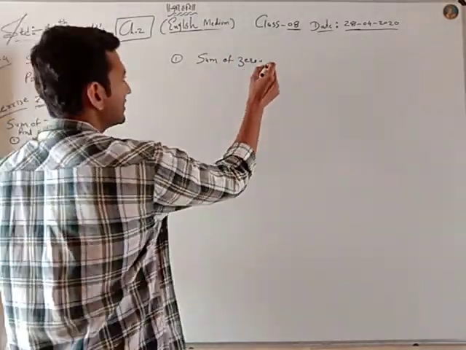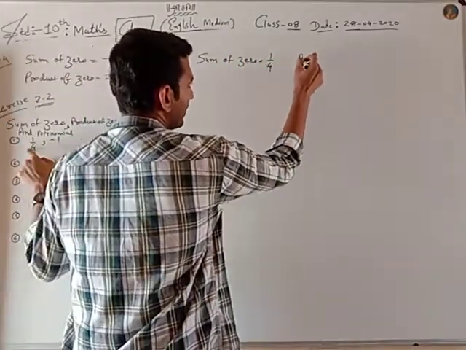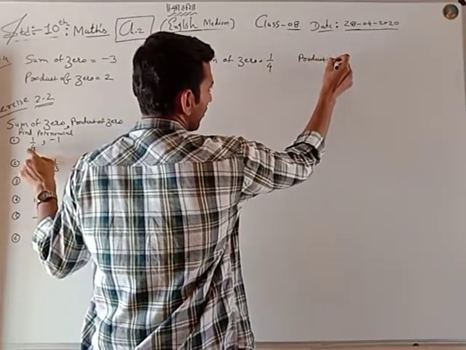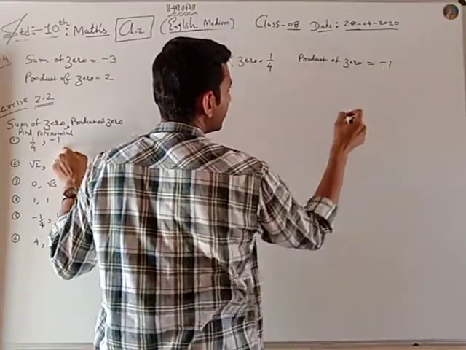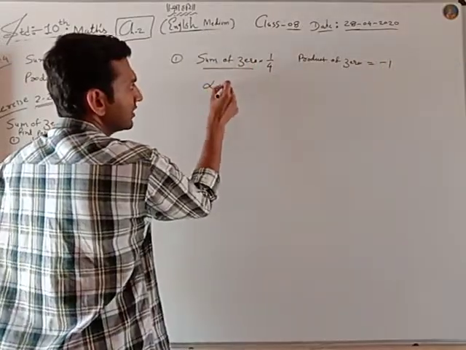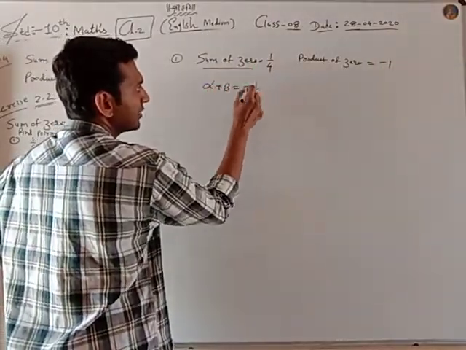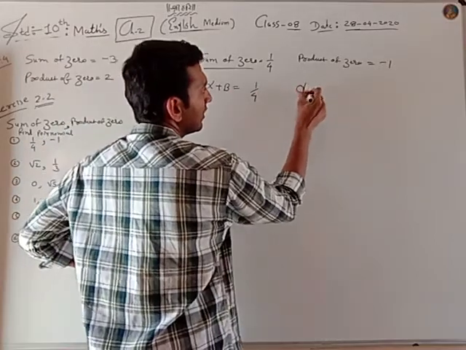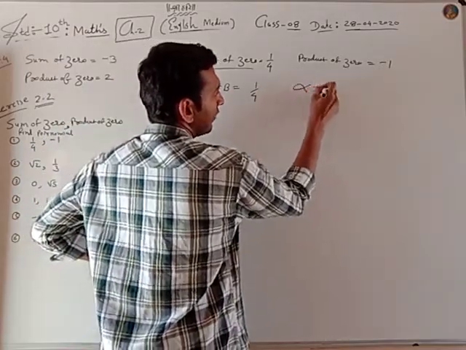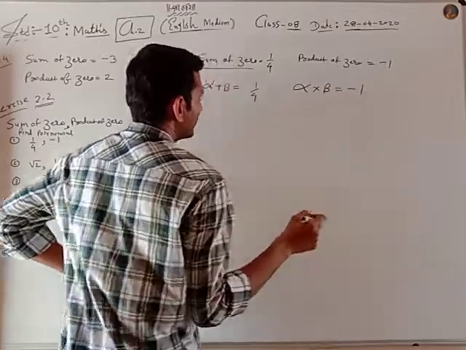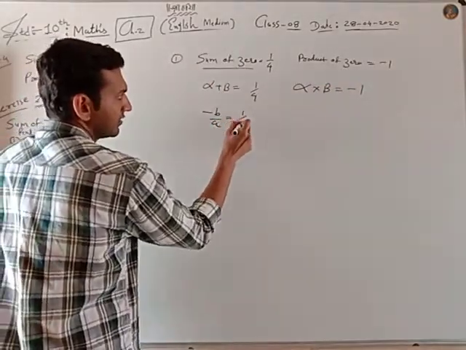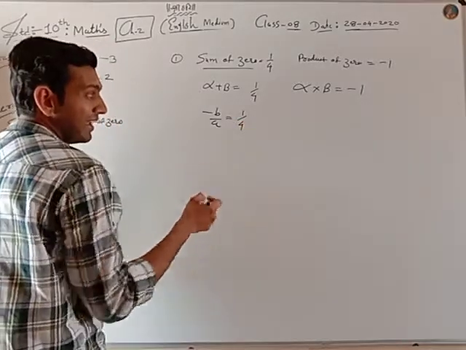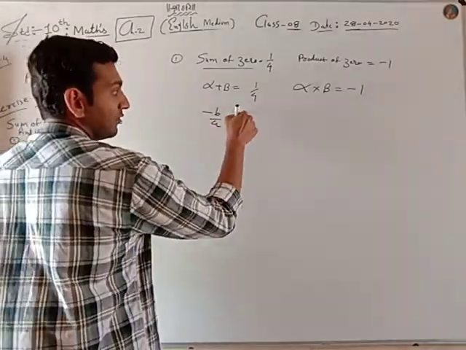Sum of zeros is 1 by 4. Product of zeros is equal to minus 1. Sum of zeros means alpha plus beta is equal to 1 by 4. Alpha into beta is equal to minus 1. Alpha plus beta is always equal to minus b by a, so changing the position of a and 1.